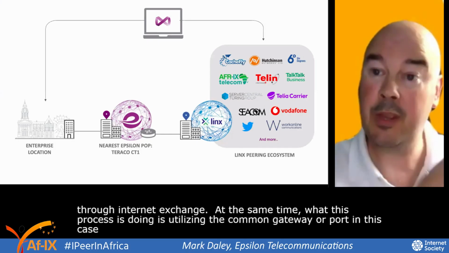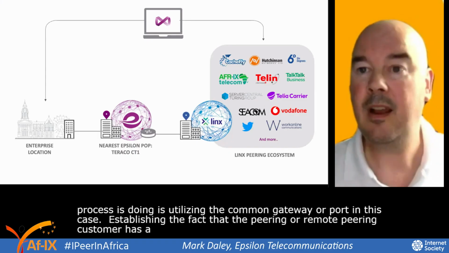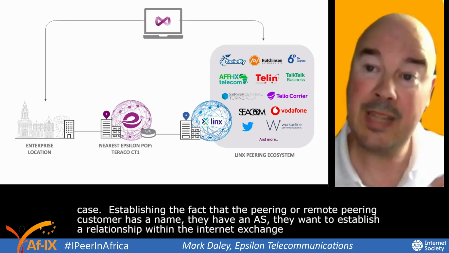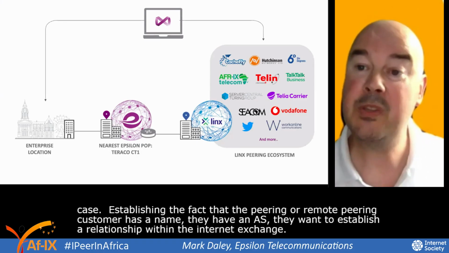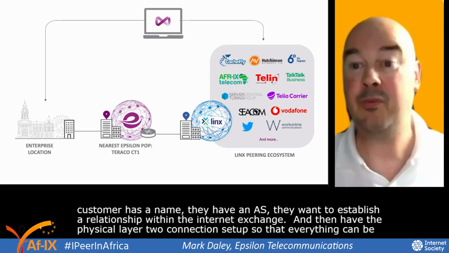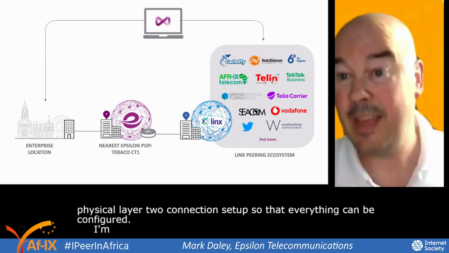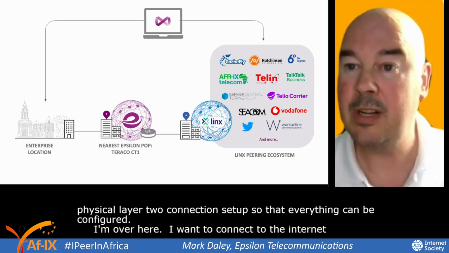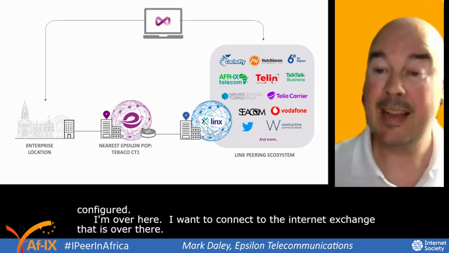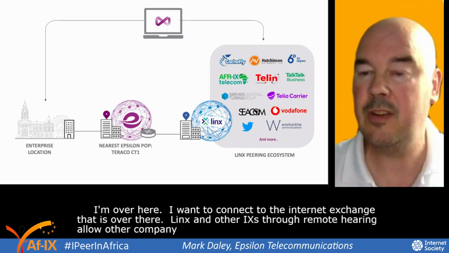establishing the fact that the peering or remote peering customer has a name, they have an AS, they want to establish a relationship within the internet exchange, and then have the physical layer 2 connection set up so that the layer 3 and the BGP and everything can be configured. So it's really, okay, I'm over here, I want to connect to the internet exchange that's over there. I don't have a POP there, unfortunately, but LINX and other IXs through remote peering allow companies to still participate and peer in that internet exchange even without physical equipment.